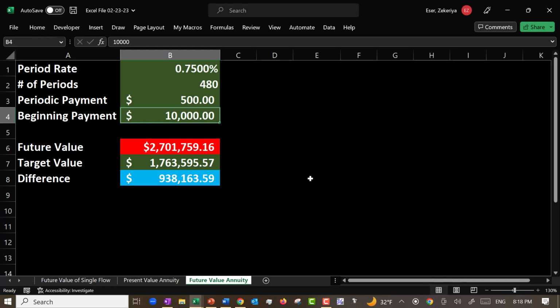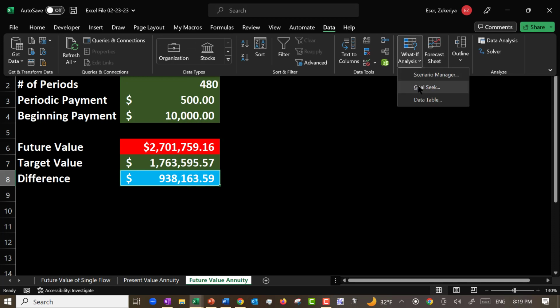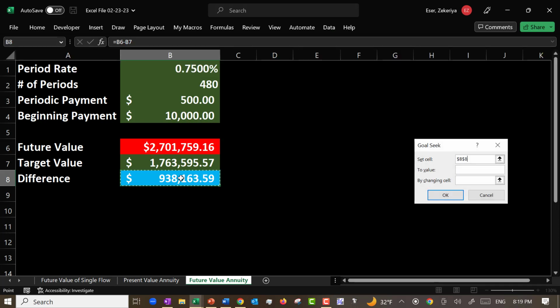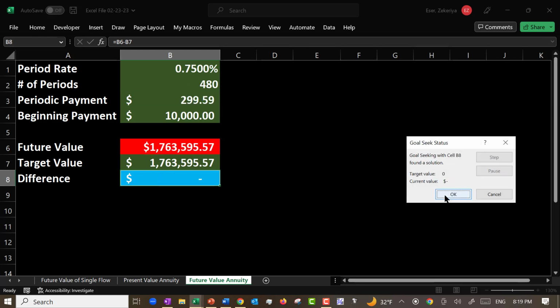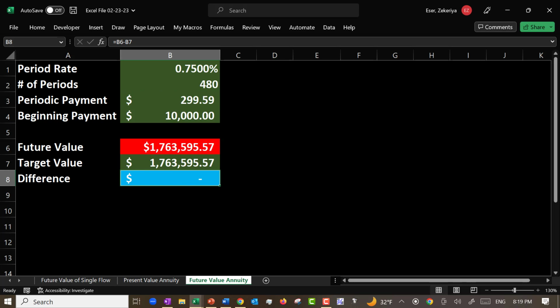Again, we know one thing, we know how to do goal seeking. I want to make the difference between my target and actual future value, which means value after 40 years of investing at that rate, to 0 by changing the only thing I don't know. Turns out the answer is a little bit less than $300.